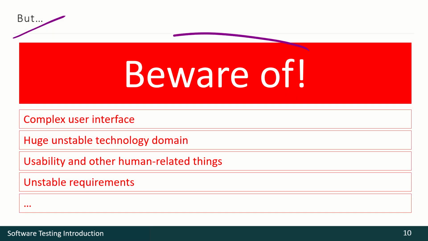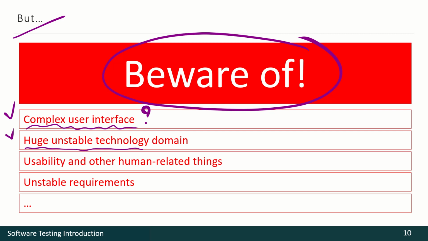But beware of those enemies of test automation. If we have a complex user interface, it's a question: should we dive into automation or should we be cautious? Because a complex user interface will force us to write complex tests and to maintain them with difficulty. If we have a huge and unstable technology domain, once again, shall we dive into automation or shall we not? Because maybe we will be forced to switch from one tool to another, from one technology to another, and that takes both time and money.